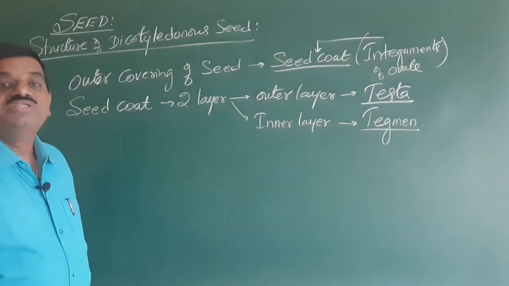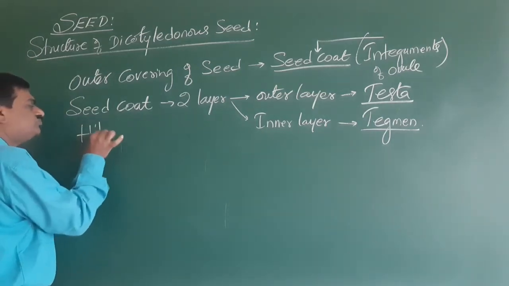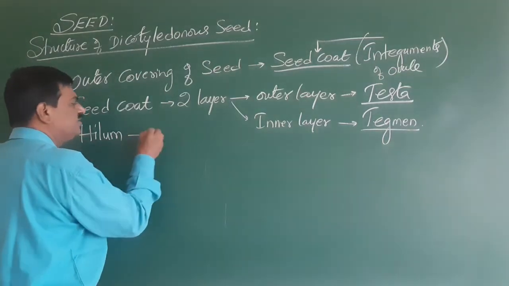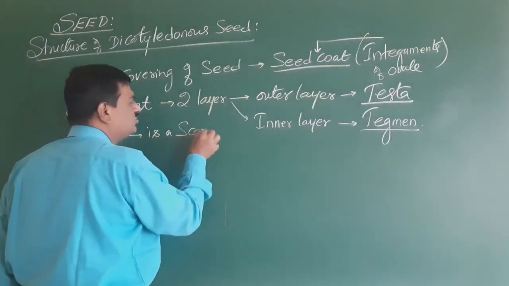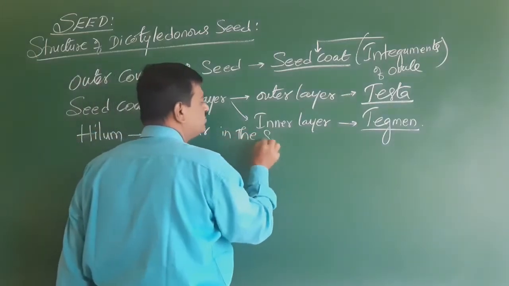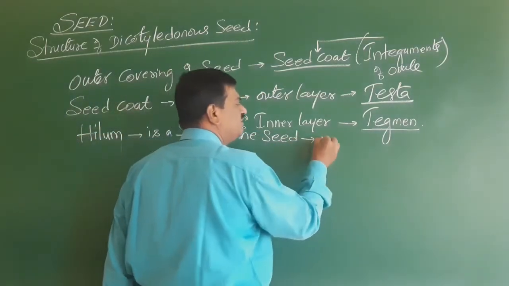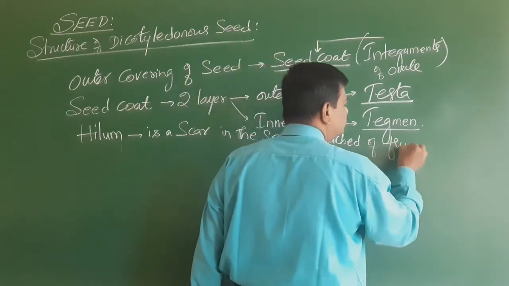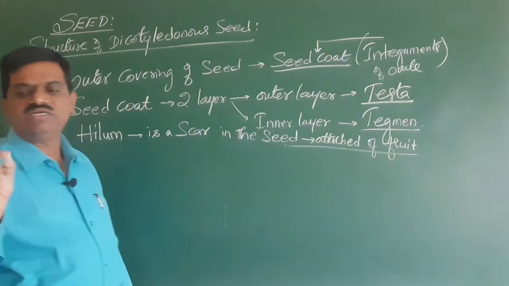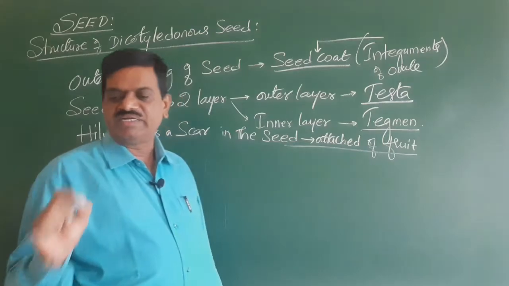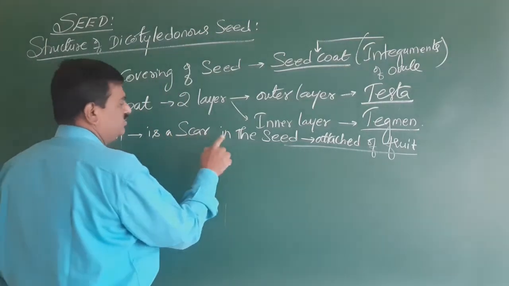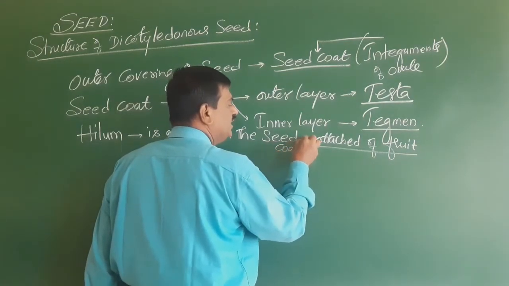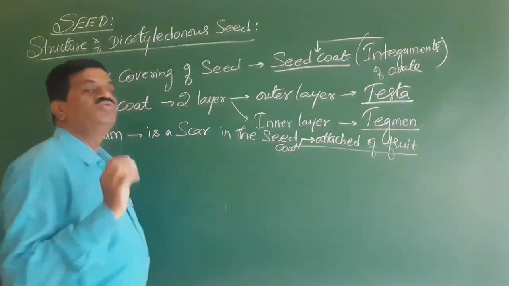Next, there is a presence of hilum. Hilum is a scar on the seed coat which helps in attachment to the fruit. Hilum is nothing but the joining part.